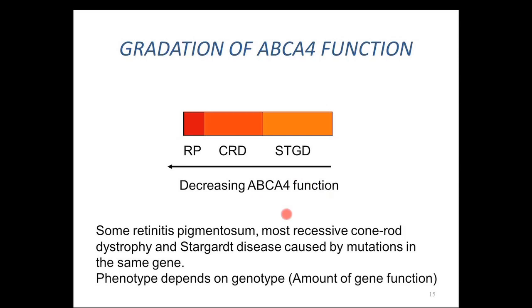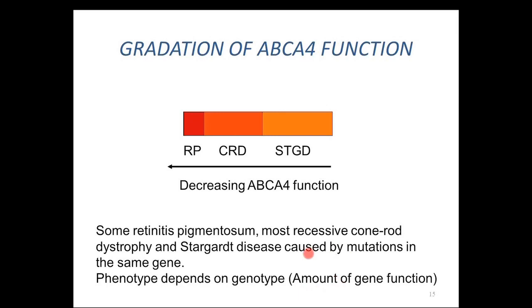And we still today don't have a really accurate way to measure the function of this protein ABCA4, but we could come up with a model. If you were completely missing activity, you got a retinitis pigmentosa phenotype. If you had somewhat more activity, you got what a clinician would call cone rod dystrophy, and if you had a little bit more function of the gene, your phenotype would be Stargardt's disease. And so the phenotype depends on what we think is the amount of function in the gene.